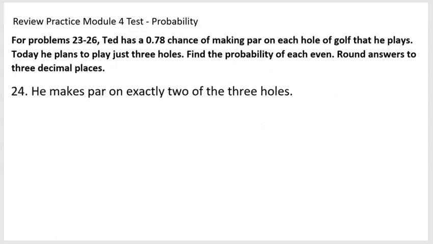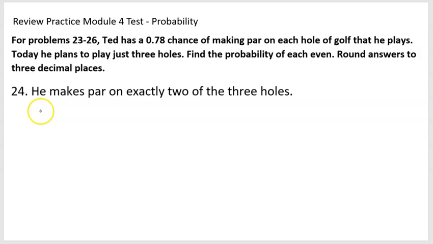Okay, so Ted can make par 0.78 is the probability, or 78/100ths of the time. We want to know the probability that he makes par on exactly 2 of the 3 holes. Once again, the book and I differ a little bit on this, but let's see if we get the same answer. So let's think about how this could happen.